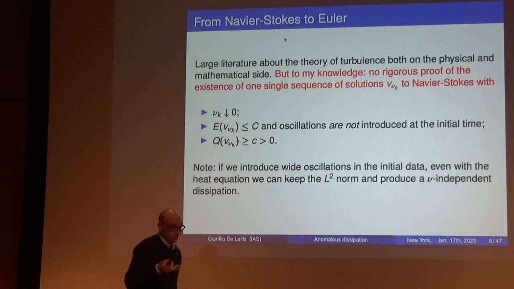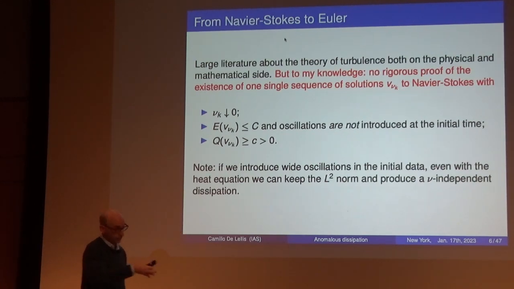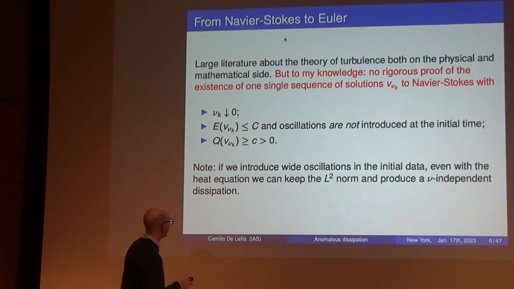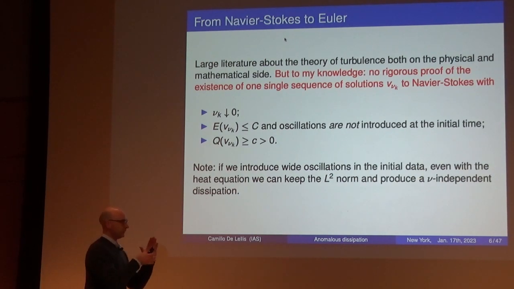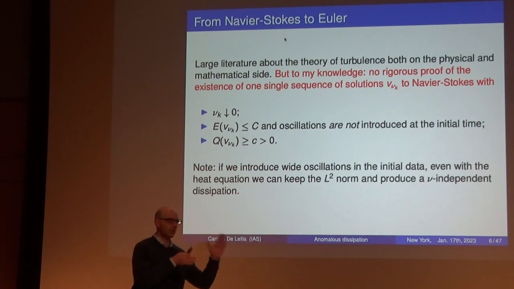But actually, this should. If you're converging to a nice solution of the Euler equation, and somehow this is going to be the punchline of my talk. Now, you have to pay attention, though. So all of this has to be done without, so let us imagine that you're producing these flows by starting from some initial data for the Navier-Stokes equations, okay?